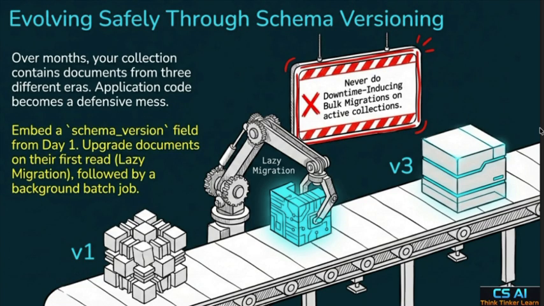Evolving a schema in production is dangerous. Never do downtime-inducing bulk migrations on active collections. Instead, embed a schema_version field from day one. This allows for lazy migration. You upgrade individual documents on their first read, while a low-priority background batch job eventually cleans up the rest. This keeps your application code from becoming a defensive mess of if-else statements.